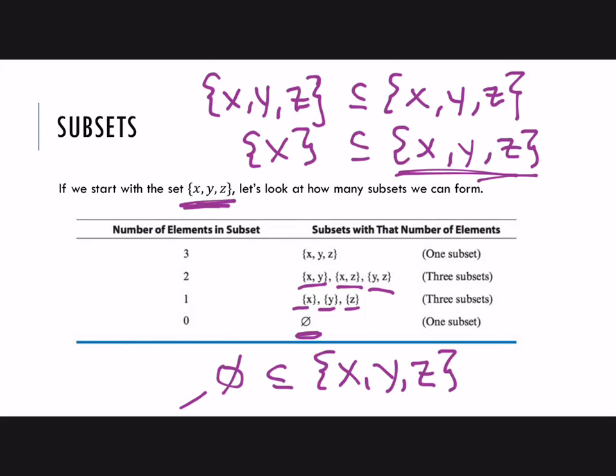There's nothing in the empty set that's not coming from this set. If you count those up, we have 1, 2, 3, 4, 5, 6, 7, 8. We have 8 subsets for this set. You could think of it as 8 smaller collections of things taken from that set.